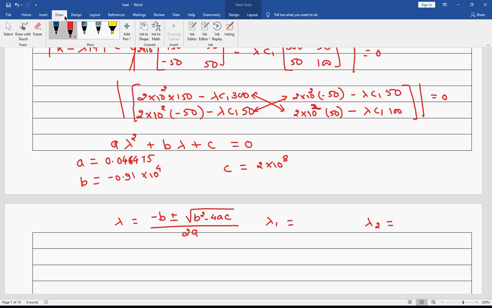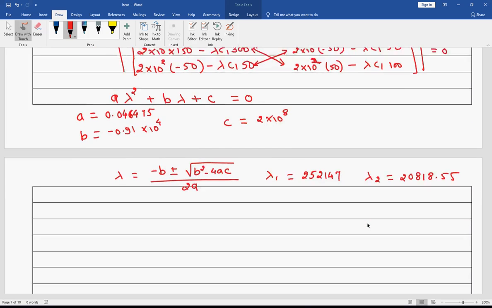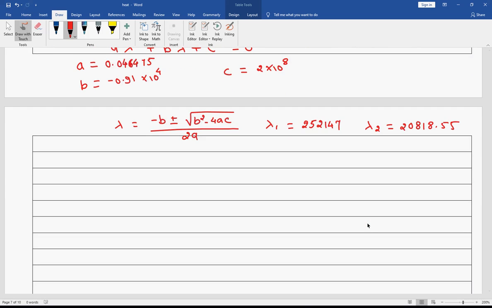Okay, so some values we have received. 252,147, and this is 2081.855. So these are the two values of lambda we have got. Okay, assuming these values are correct, we are going to move ahead.